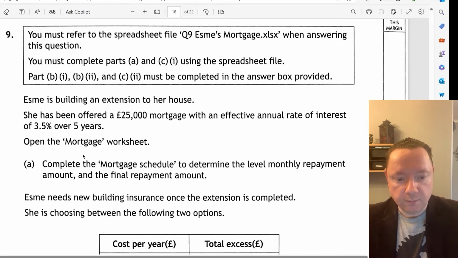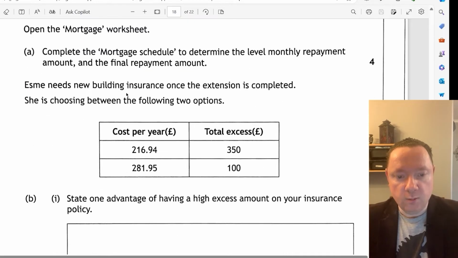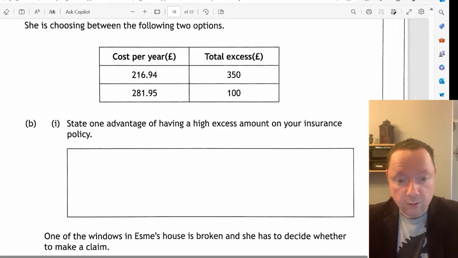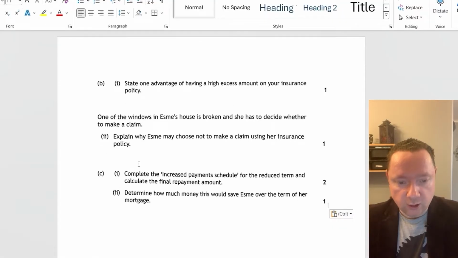Okay, back to here. Esme needs new building insurance once the extension is complete. She's choosing between 2 options. This one costs per year £216.94 for £350 excess, or £285.95 for £100 excess. State one advantage of having a high excess amount on your insurance policy. Well, even if you didn't know, if you look at it, a higher excess is giving you a smaller cost per year. So that's all you need to type.